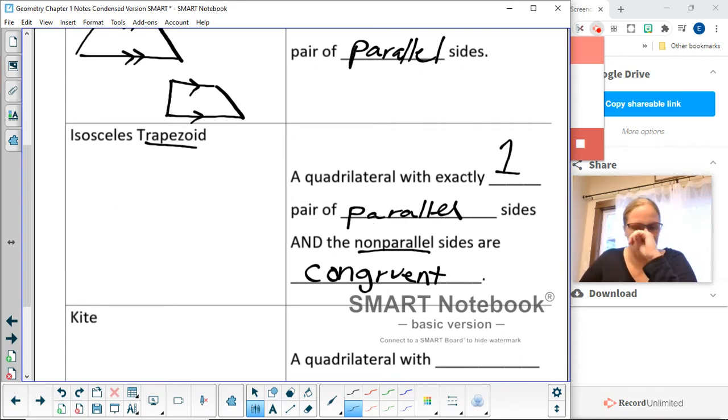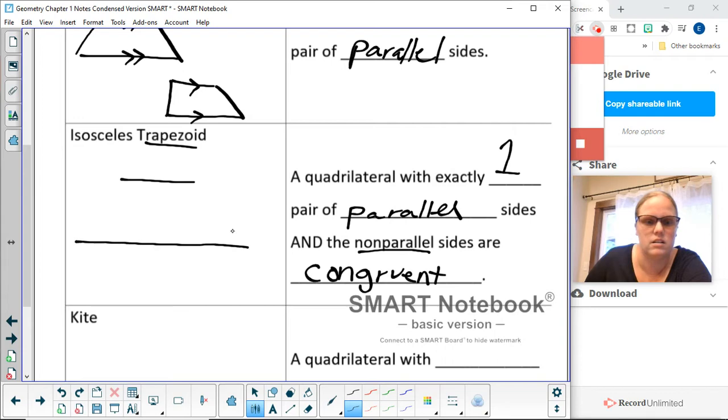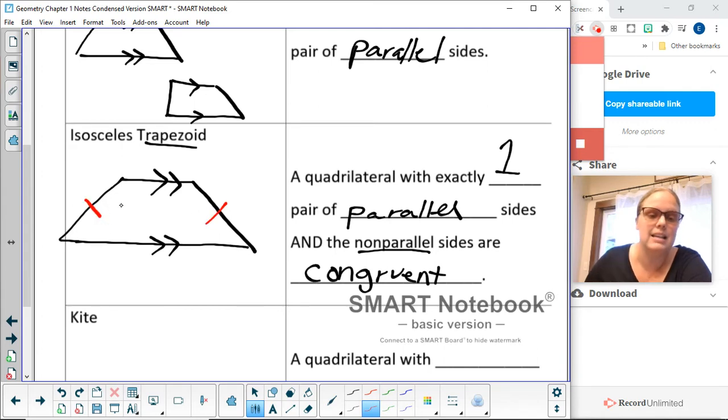Isosceles trapezoid, those sides that are not parallel are going to be the same length. So basically, I'm going to draw that same trapezoid figure, showing that the one pair of parallel sides is there. And then the non-parallel sides, so the two slanted sides, have to be the same length. So those are going to be hash marks showing that each of those sides are equal in length.